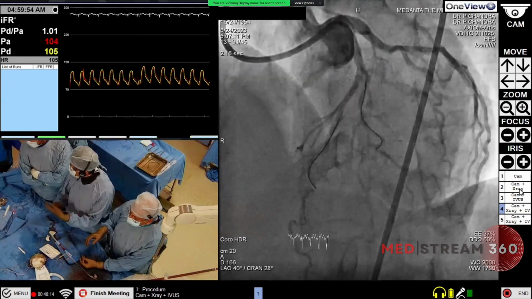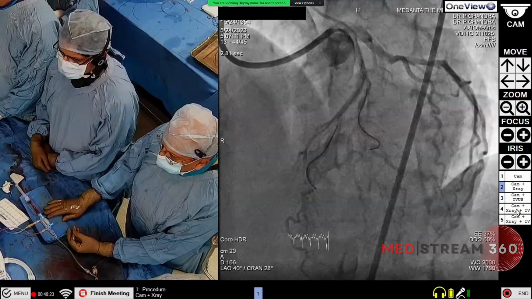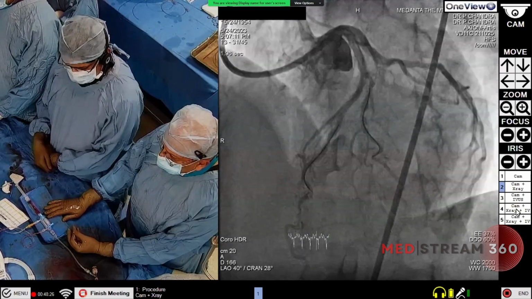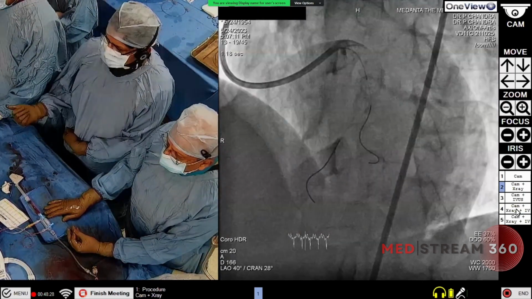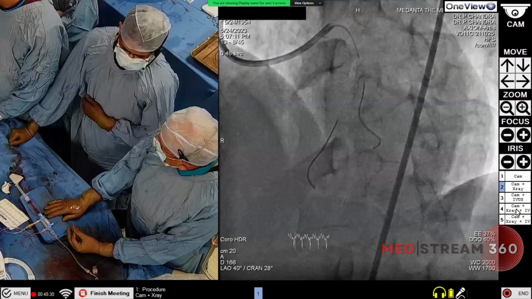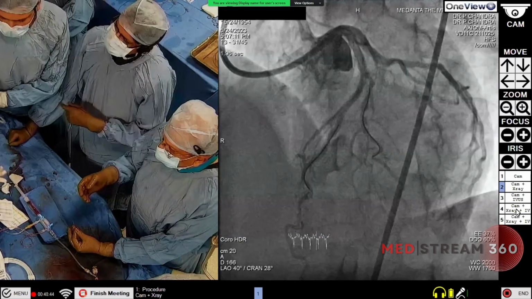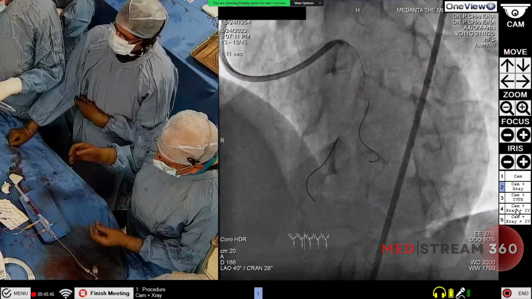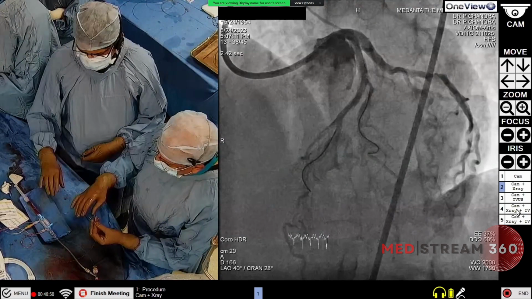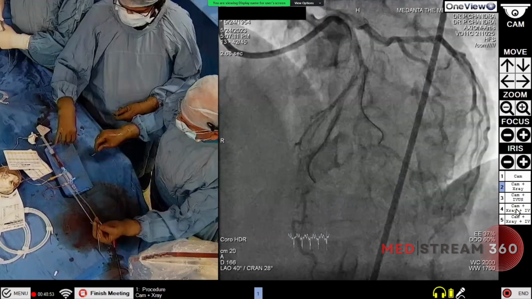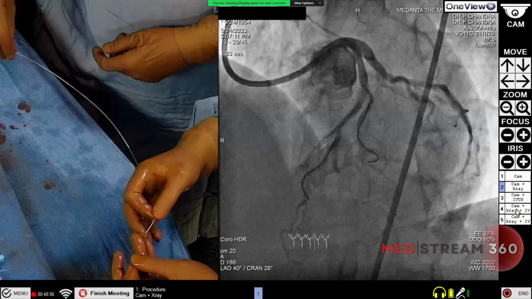DEB 2.5 by 15. We may have to do a LAD again, so that will be an issue. Should we do a bifurcation kind of kissing with the same balloon, if we are having some drug? It is absolutely normal. We can go beyond, just the bifurcation beyond the diagonal. So this is a 2.5 by 15. Again, the same solution SLR.